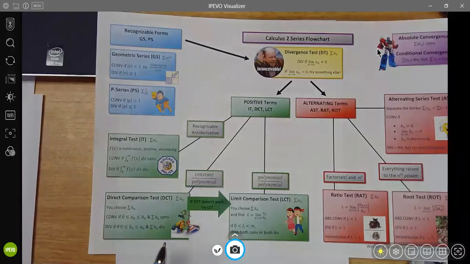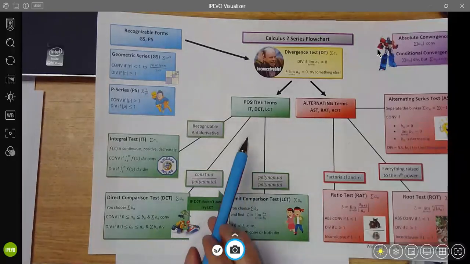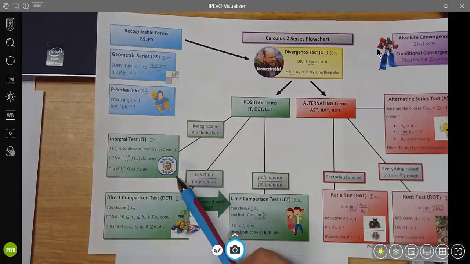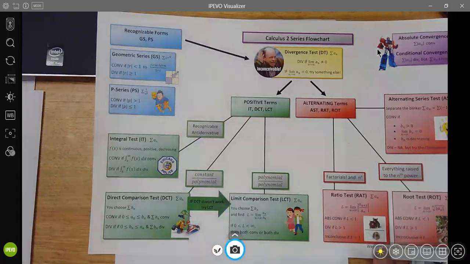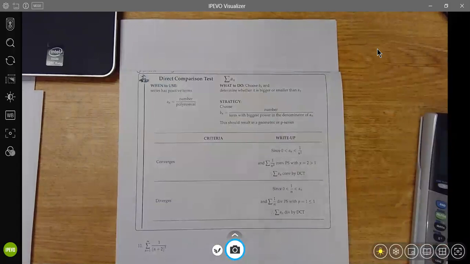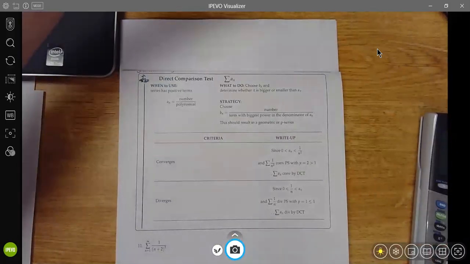We're going to look at another of the tests for series that have positive terms. So we just looked at the integral test, and now we're going to look at the direct comparison test. The direct comparison test is a really good choice if your series looks like it's some sort of number over a polynomial. All right? So let's take a look at how this test works.